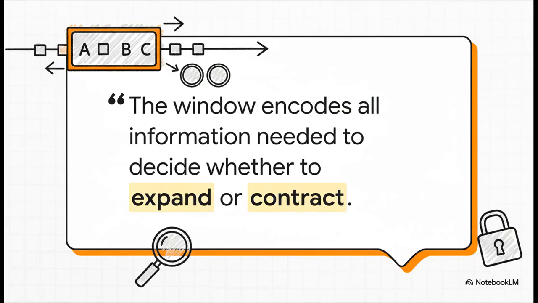This brings us to a really important idea, the invariant. Think of the invariant as the golden rule your window has to follow at all times. For example, the rule could be, this window can't have more than 2 distinct characters. This rule is your signal. It tells you when it's okay to keep expanding and when you have to start shrinking.